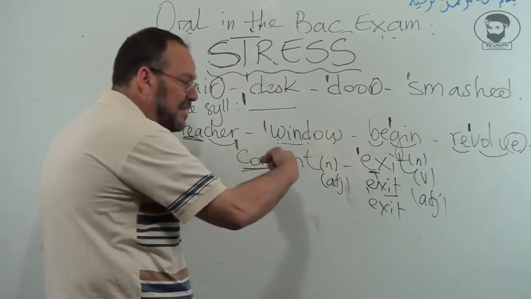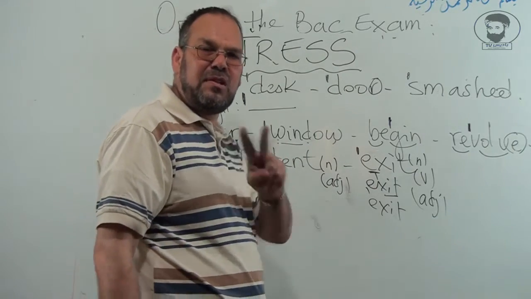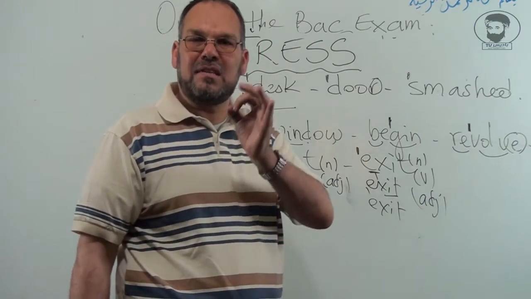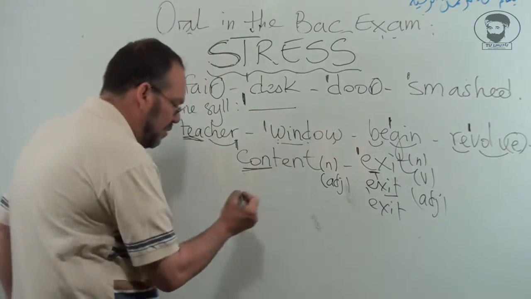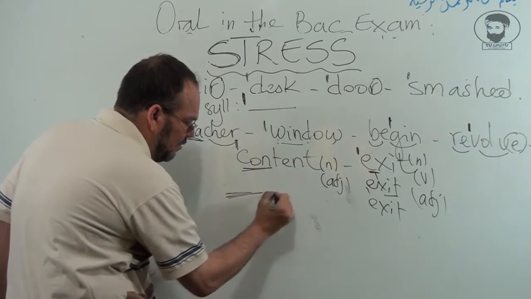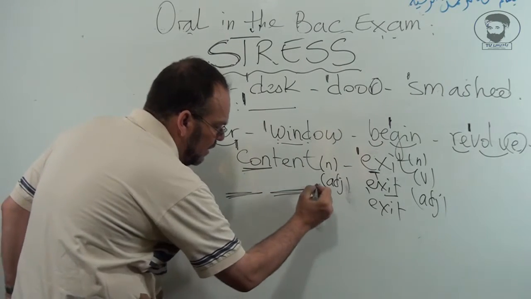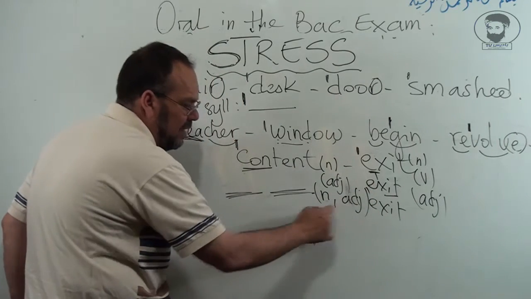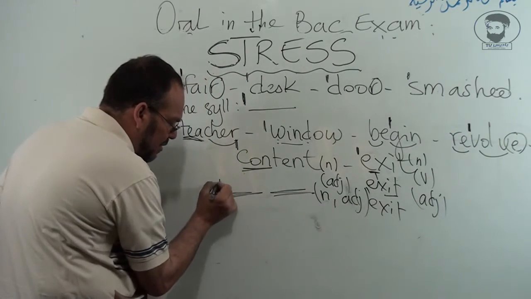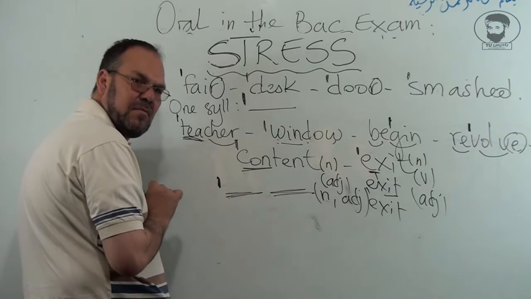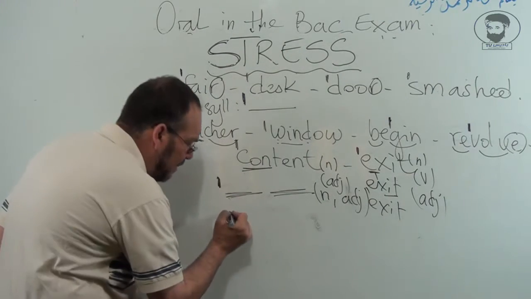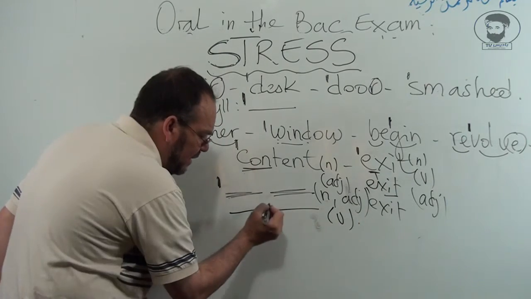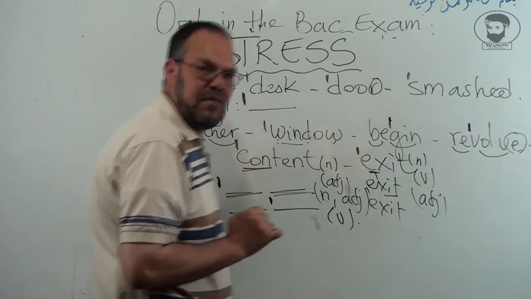Now, when you've got these kinds of words in English with two syllables, and they have the same function as a noun and as a verb, we have a rule. If we have two syllables like this, if they are a noun or an adjective, the stress is on the first syllable. Clear? Now, if it's the same word, but as a verb, it's on the second syllable.